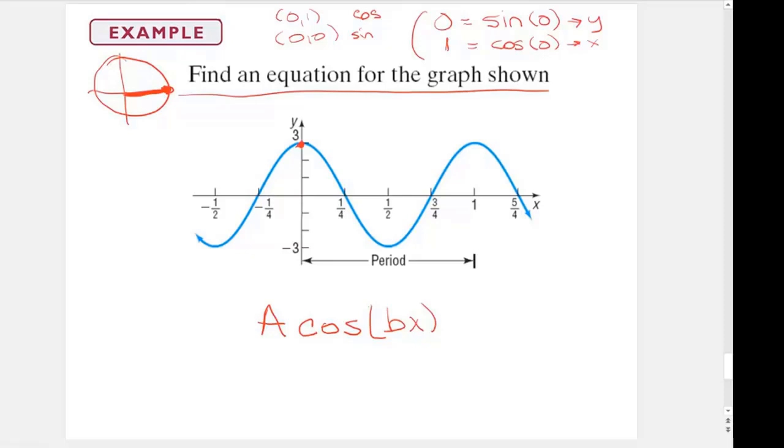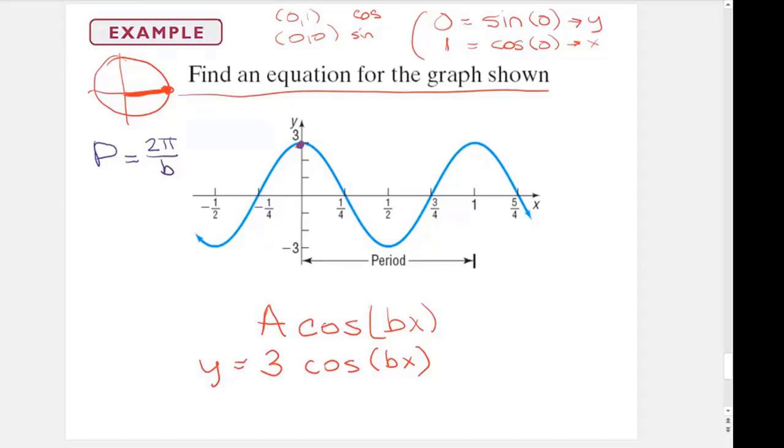Do we have any idea what a is? Remember, a is my amplitude. 3. Good. So a equals 3. Now I know y equals 3 cosine of bx. Now we only have to find b. We found out that the period is going to equal 2 pi over b. Now it tells me what my period is here. If it didn't tell me, I'd have to find it.